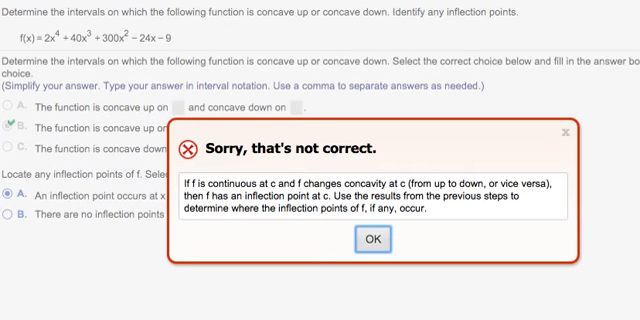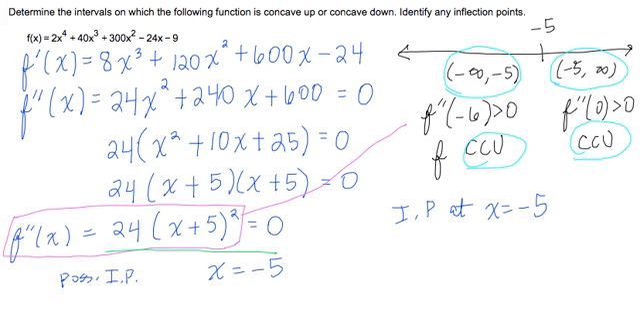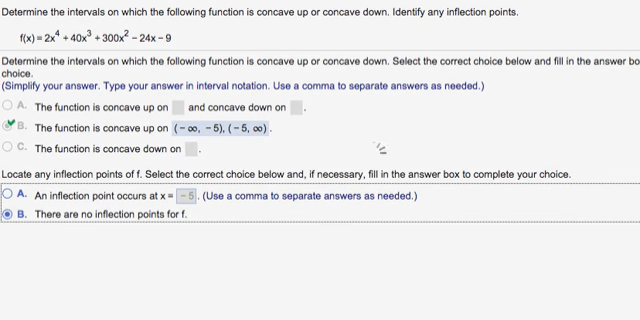So, whoops. Oh, no, sorry. What am I saying? There's not an inflection point. I don't even know why I said that. Because the concavity didn't change, right? It's concave up before negative 5 and concave up after negative 5. So there is not an inflection point at all on this function.